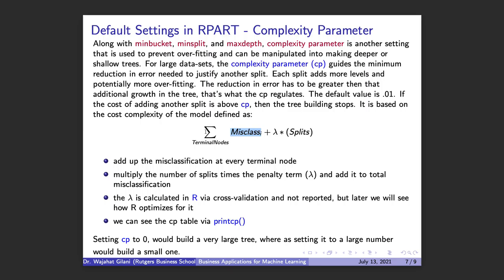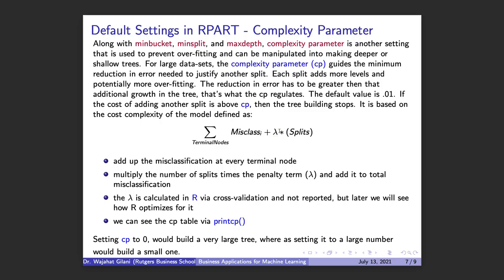this symbol right here basically means sum up over all the terminal nodes, right? So if you were to sum up the misclassification error rates in all your terminal nodes and add to that the number of splits in the tree, times this value lambda. This lambda is like a penalty term, right? It's a penalty value, right? You can clearly see that this equation has to balance out.